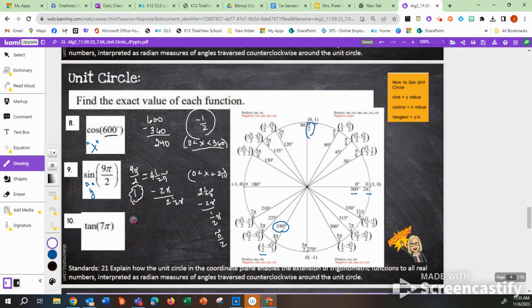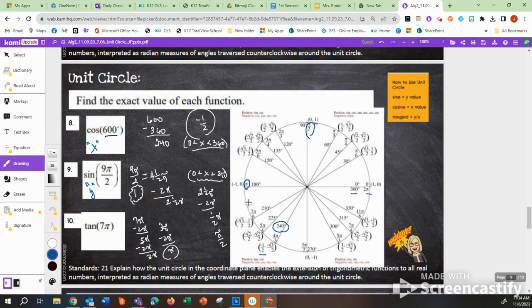Tangent at 7 pi. 7 pi is larger than 2 pi, so we're going to subtract 2 pi. That gives me 5 pi. 5 pi is still bigger than 2 pi, so I'm going to subtract 2 pi again. 3 pi is still bigger than 2 pi, so I'm going to subtract 2 pi again until I get a radian measure that's between 0 and 2 pi. And I can find pi on the unit circle.